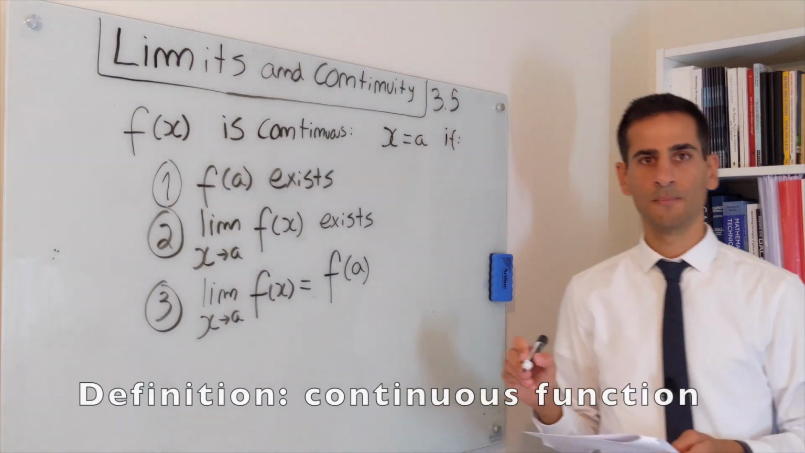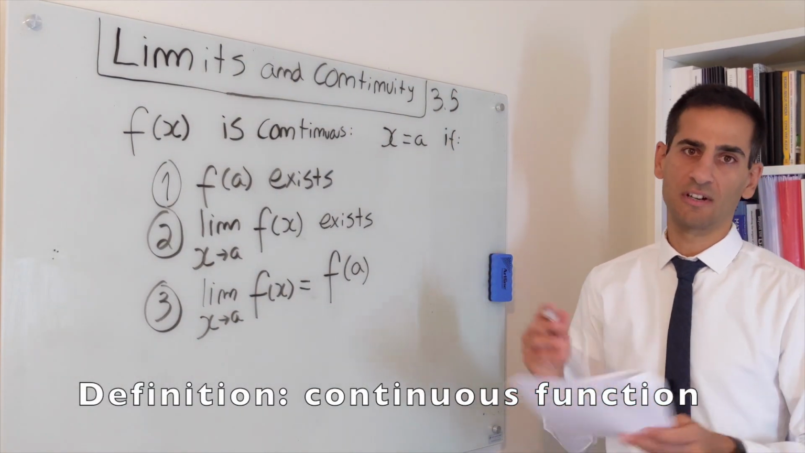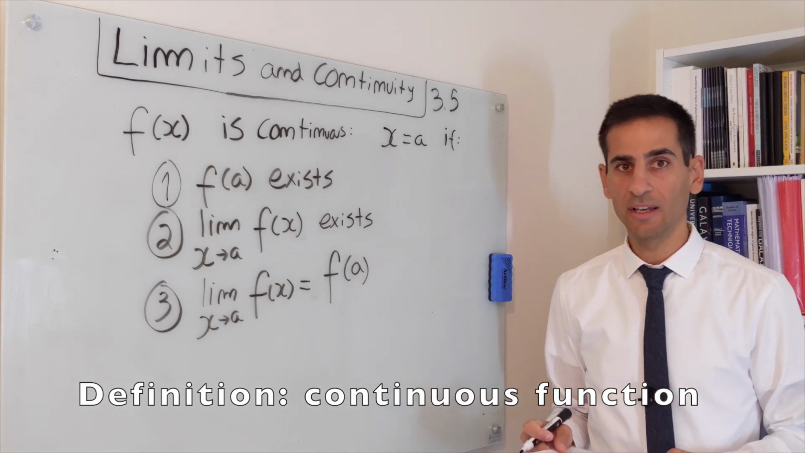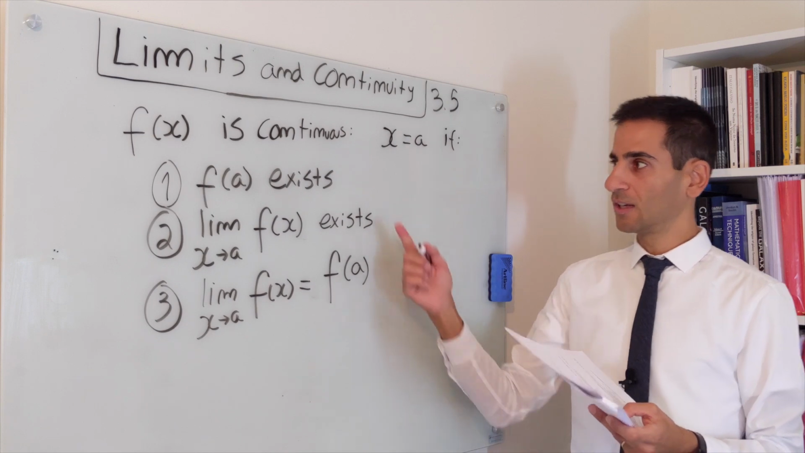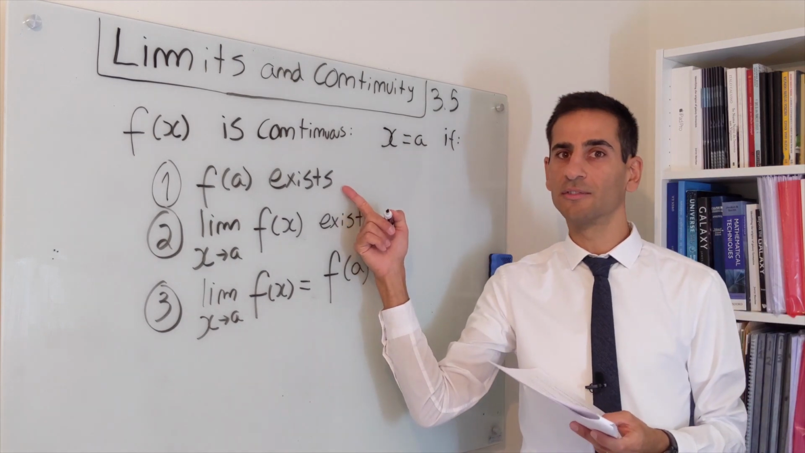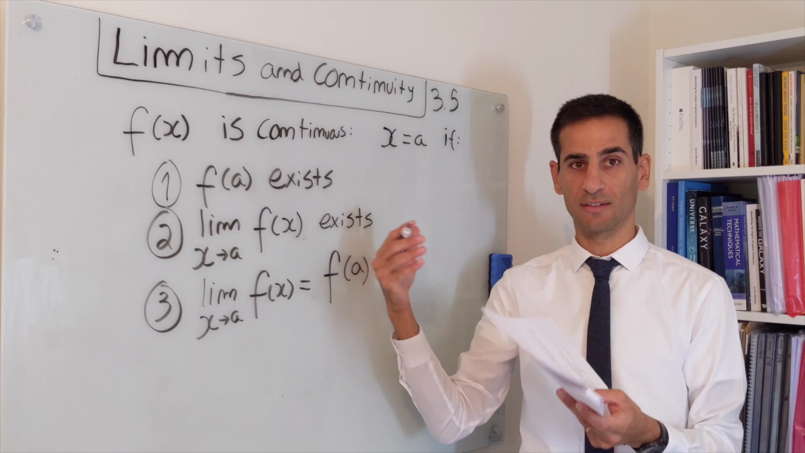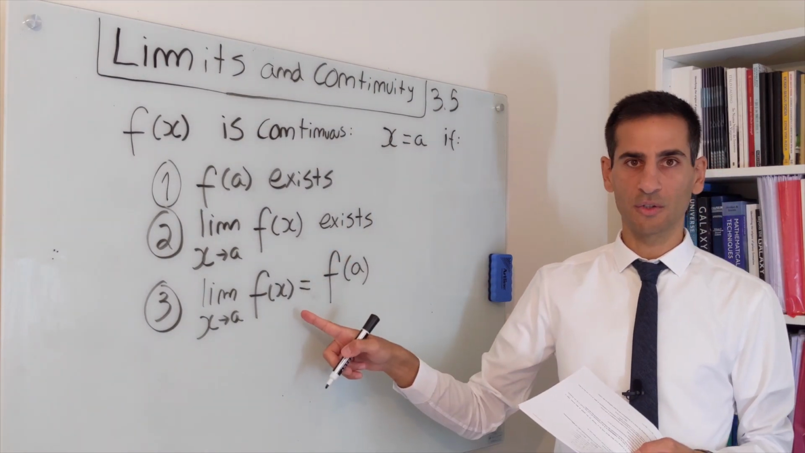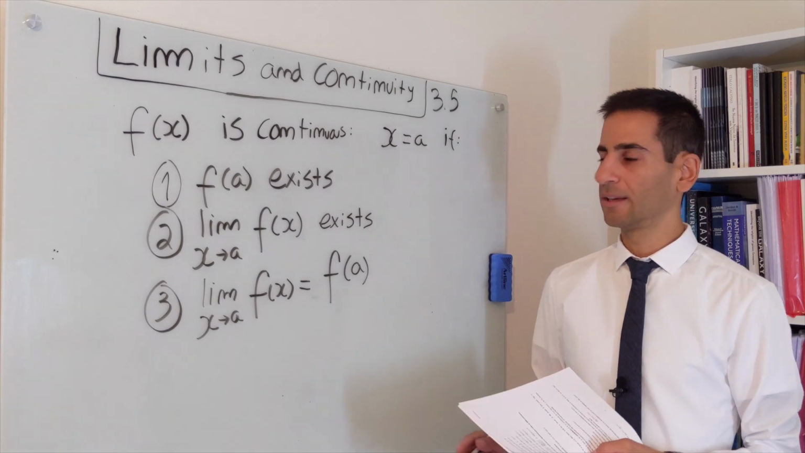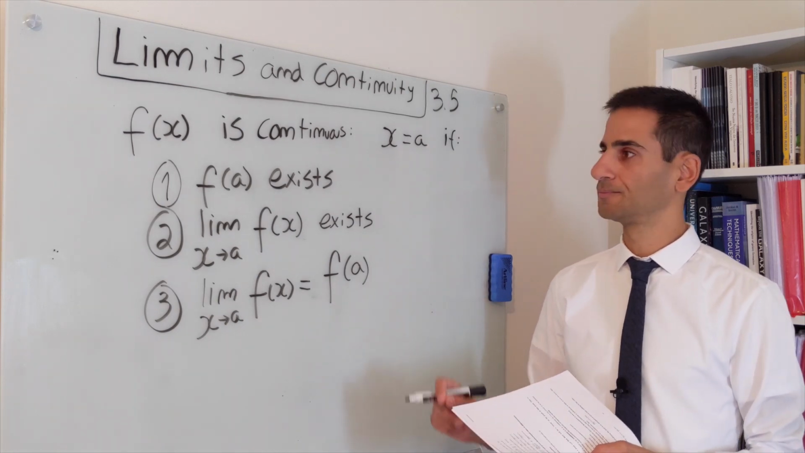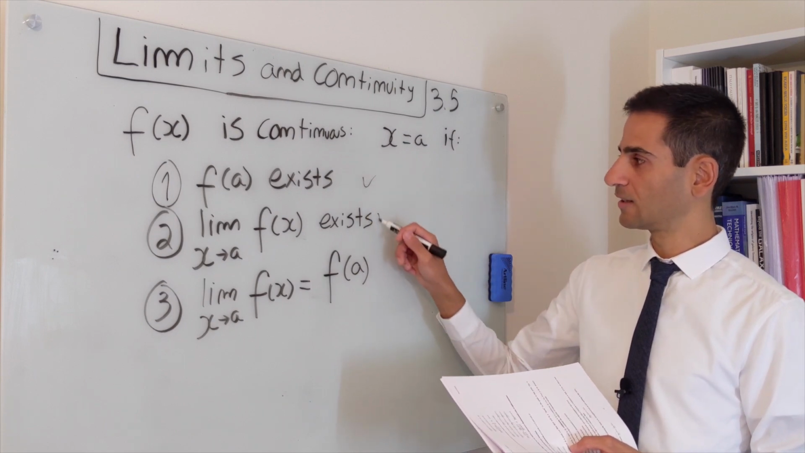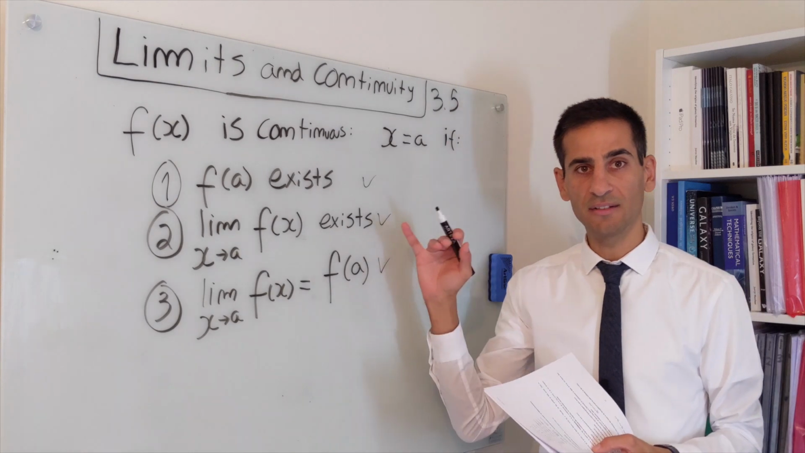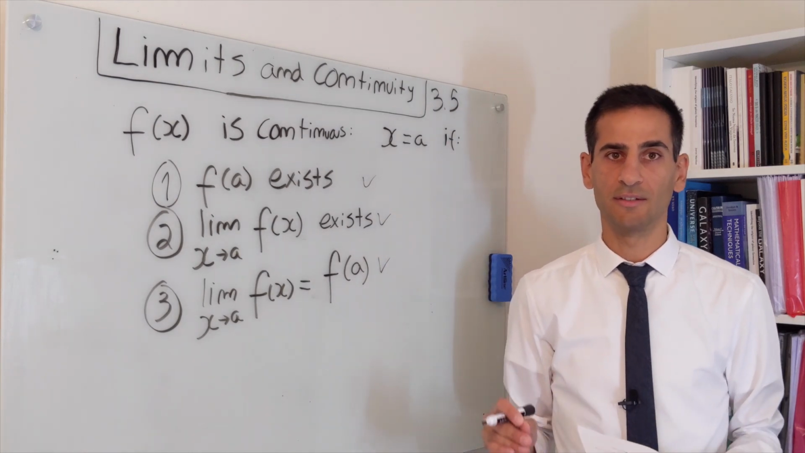f of a. So if you have a general function f of x at a given point, x equals a, if you want to know whether it's continuous, you check whether the function is defined at that point and whether that is a real value. You check whether the limit exists, and also you check that the limit equals the function at that value. If it qualifies on all three, it is a continuous function. If it fails on any of these, it is not a continuous function.